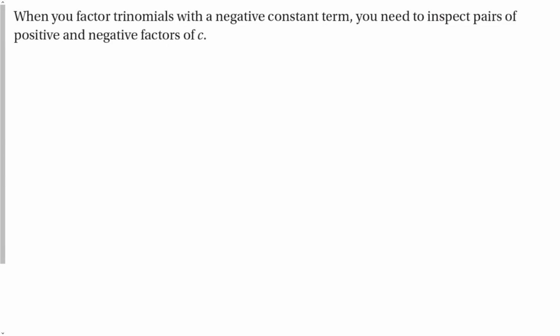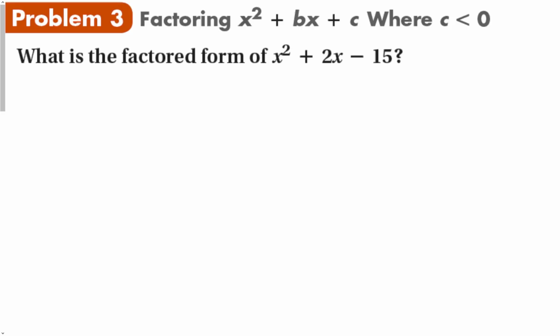Okay, so when you factor trinomials with a negative constant term, you need to inspect the pairs of positive and negative factors of C. So what does that mean? That means when this term is a negative, it means that one of the two factors is going to be negative. Okay, and this one tells me that the bigger one of those terms is going to be positive, but we can look at that again in a little bit.